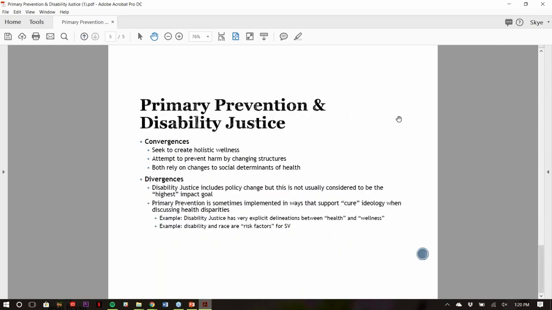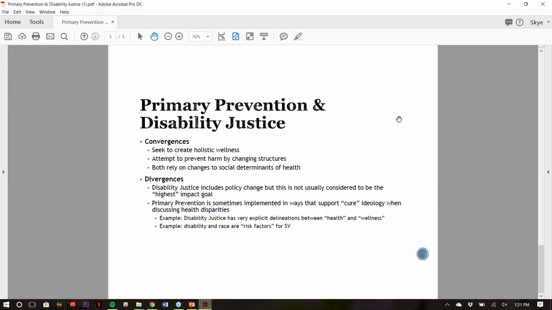Okay, the last thing I just want to mention in this intro section about primary prevention and disability justice is that there's a lot of ways in which these two movements converge, and then there's also some other ways in which they diverge. So convergences, or ways that they intersect really well, is that both primary prevention and disability justice seek to create holistic wellness for people. They both attempt to prevent harm by changing structures, and they both rely on changes to social determinants of health.